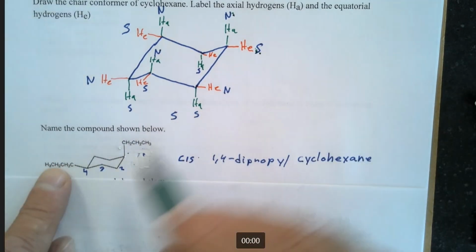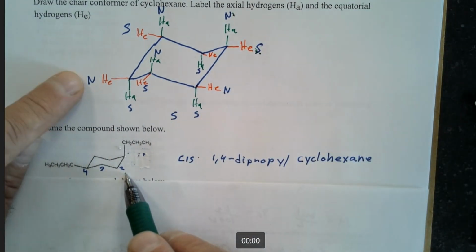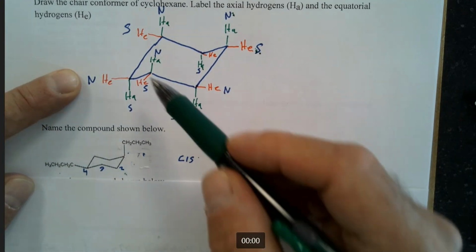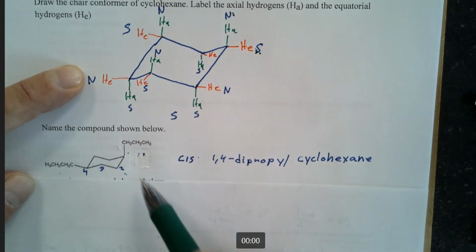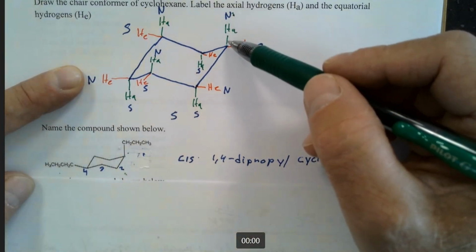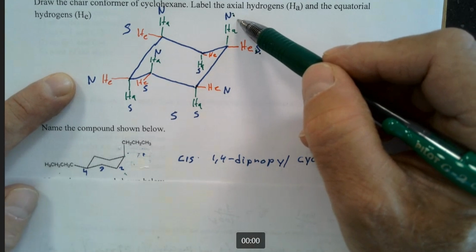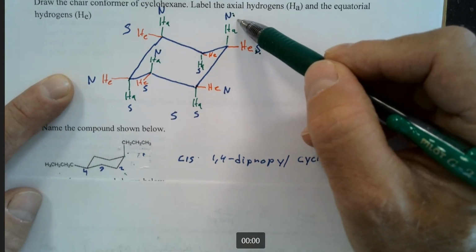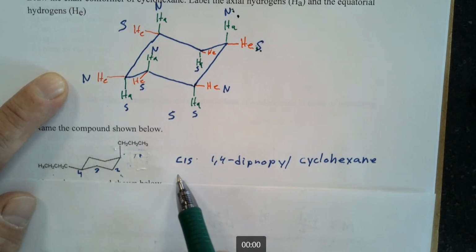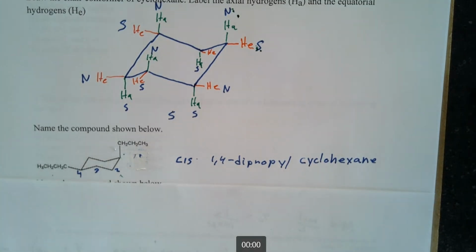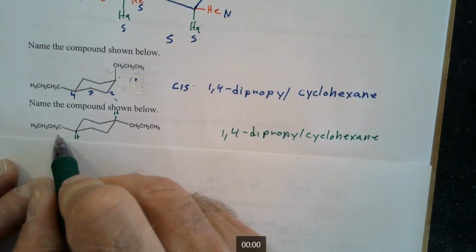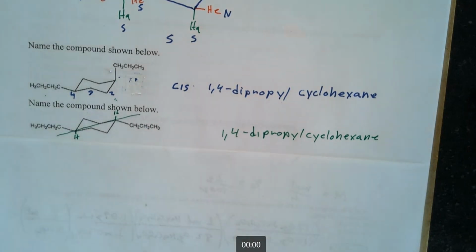So let's go to this question here and make it look like this. I got this propyl group coming out in an equatorial position, and I got this propyl group coming out here in an axial position. And I've labeled these both pointing to the North Pole. So when they're on the same side, we call it cis. And maybe a visualization trick might be able to go like this and draw a line like that.